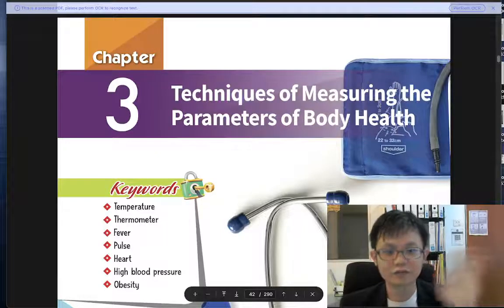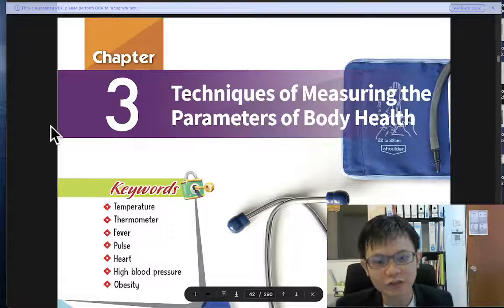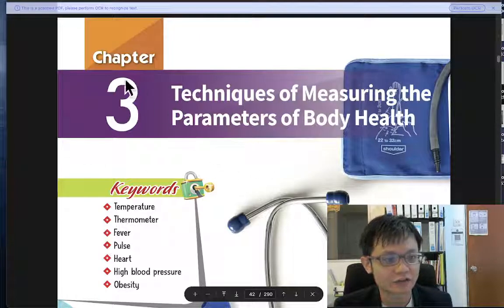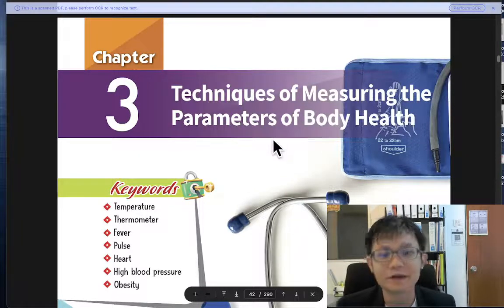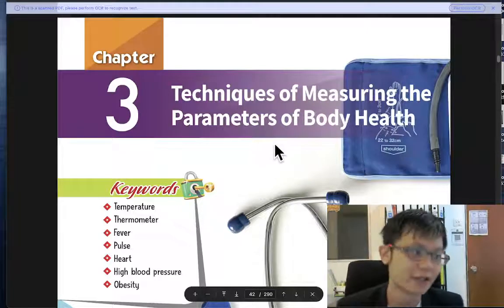Hello students, good morning. Today we are going to learn about chapter 3, Form 4. The title is Technique of Measuring the Parameter of Body Health.